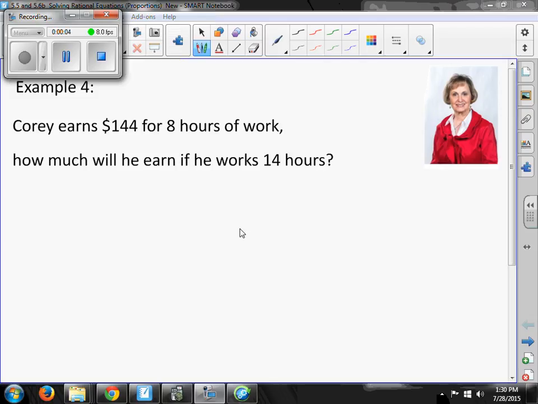We'll continue with our study of proportions. This time we'll be doing the story problems. So we'll continue on example 4 of this section.